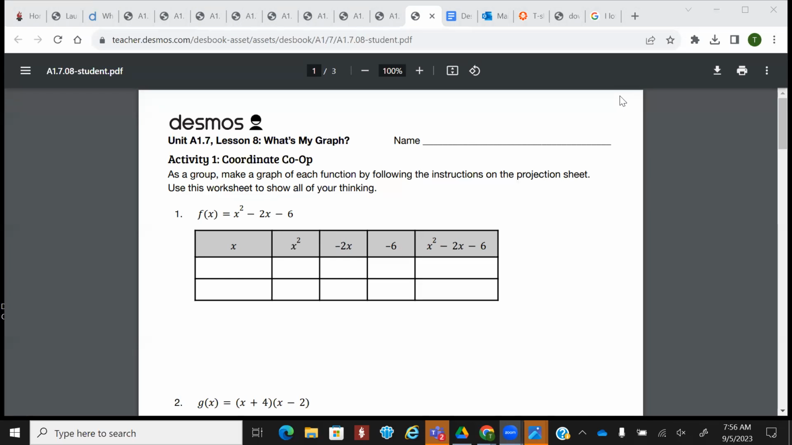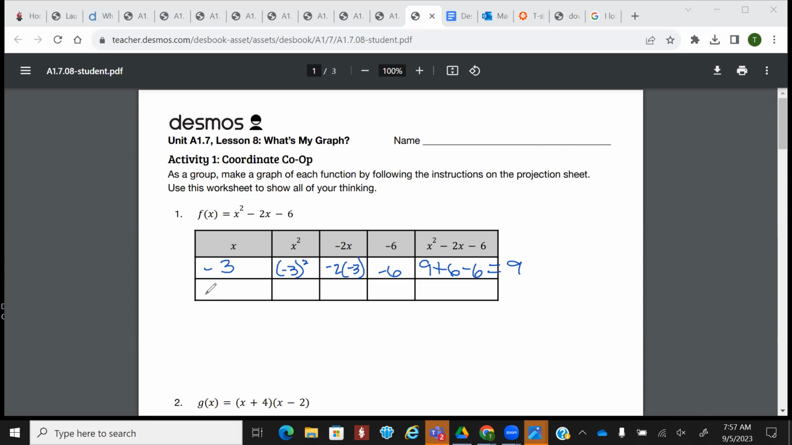So you might have plugged in like -3. If you plugged in -3 into this equation, you're going to get something that looks like this. So -3 squared is going to give me 9. -2 times -3 is going to give me 6. And then we're going to have -6. So that would have equaled 9.